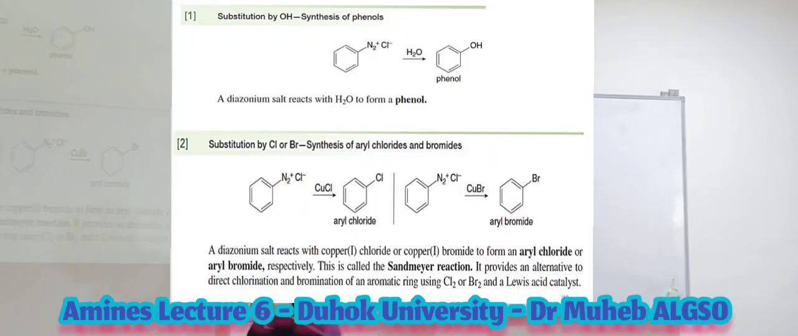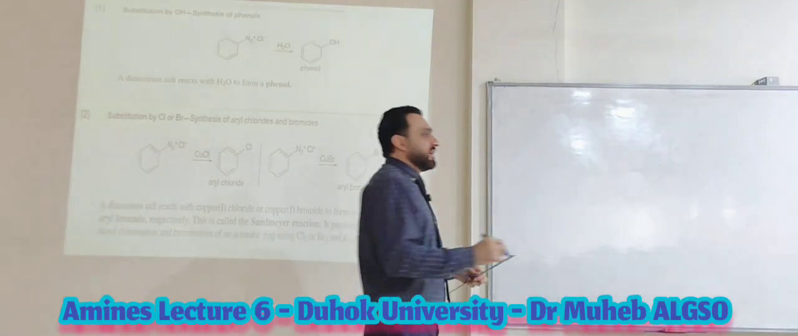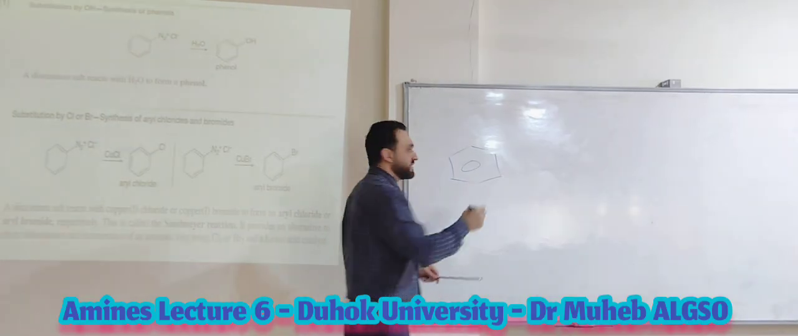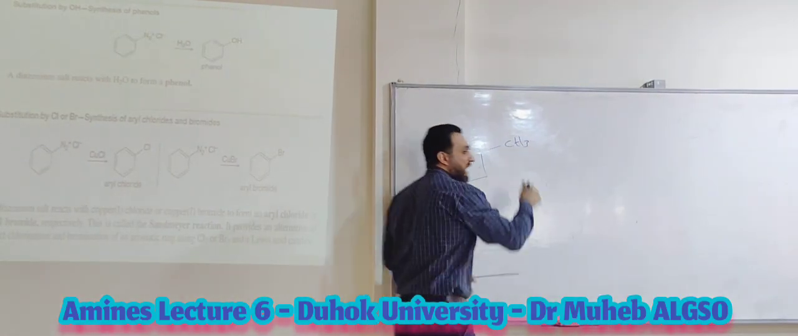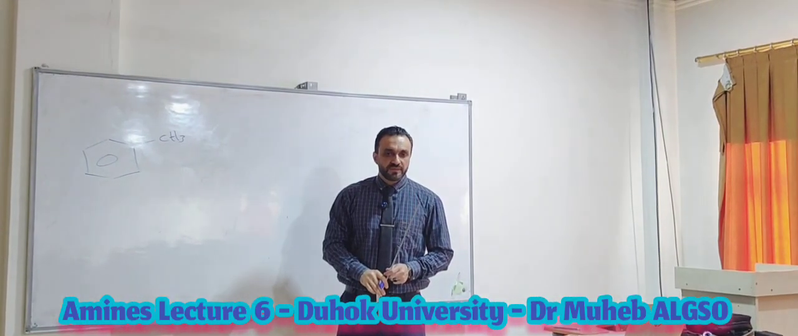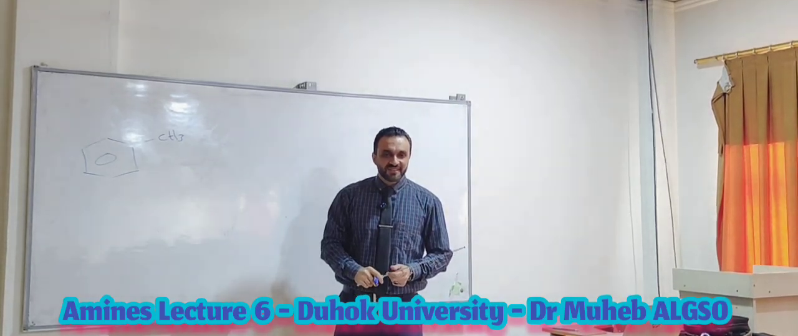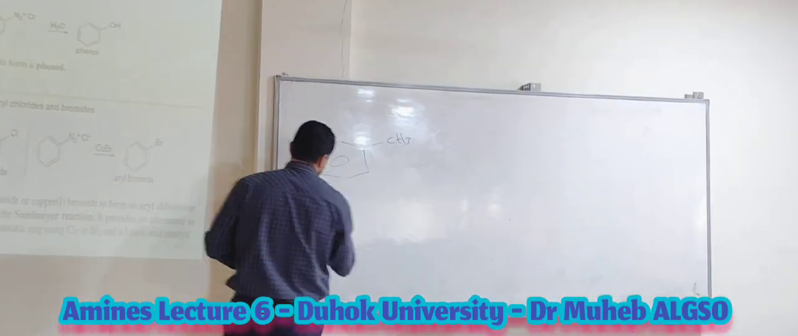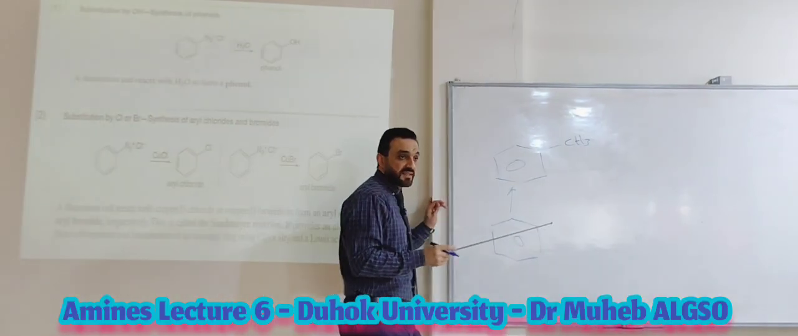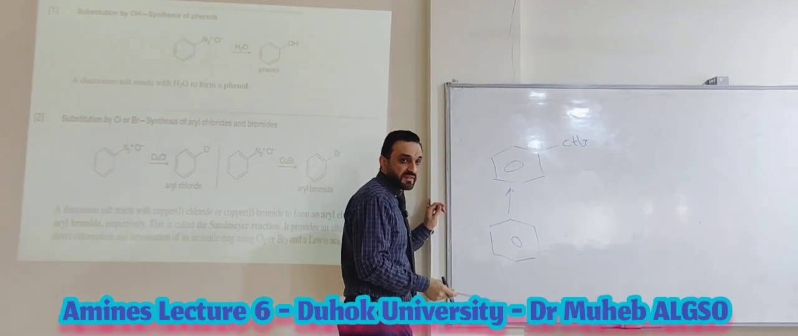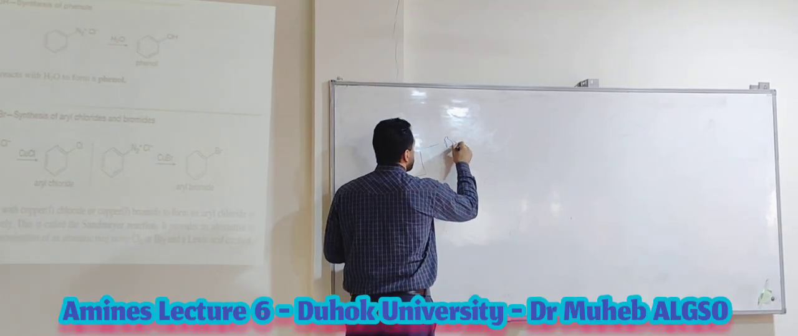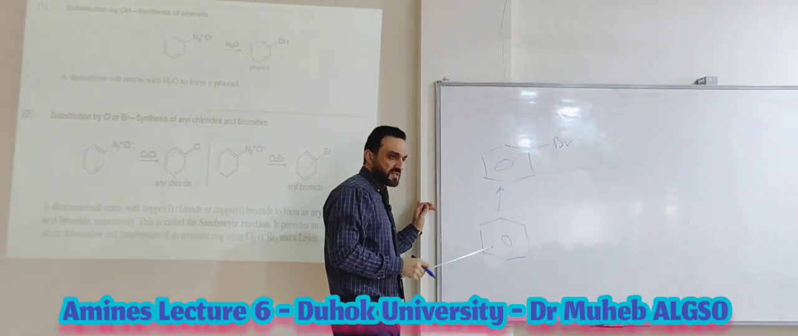As you know from before, if I want to produce, for example, a CH3 group on the benzene ring, how can I produce it from benzene? By alkylation. If I want to produce Br, bromination, Br2 with a Lewis acid.